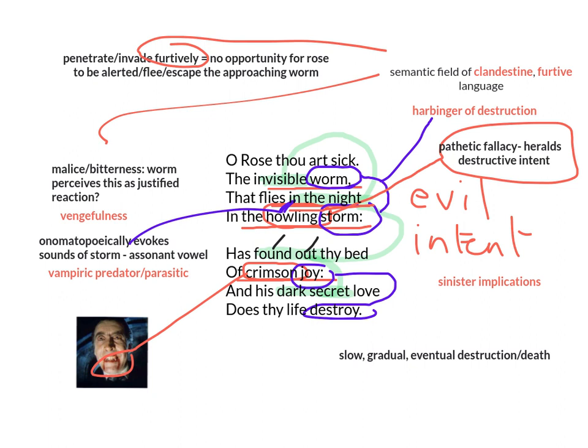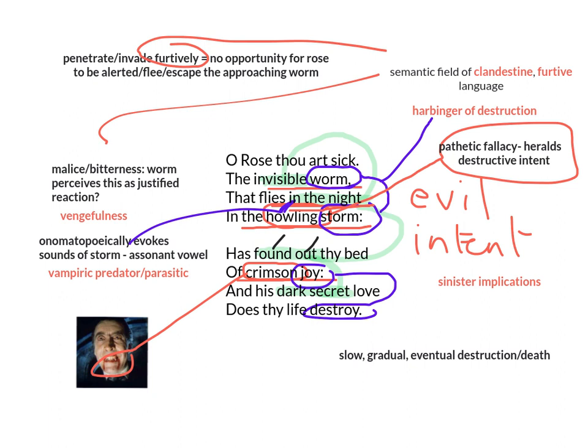There's another way in which I think we can reinforce the malice and the bitterness of this invisible worm. It wants to arrive in secret, so the rose can't flee. And I think he's enjoyed the fact that he's located the rose. Even more so, I think there's tremendous glee in the fact that the death and destruction of this rose will be slow and gradual.